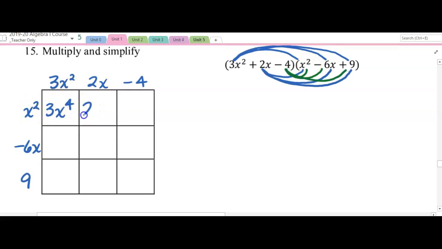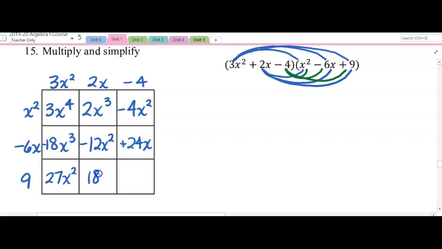2x times x squared is 2x cubed. Take away 4x squared. Negative 6 times 3 is negative 18. X cubed. Negative 12x squared plus 24x. 27x squared, 18x, take away 36. And again, we're looking for like terms.